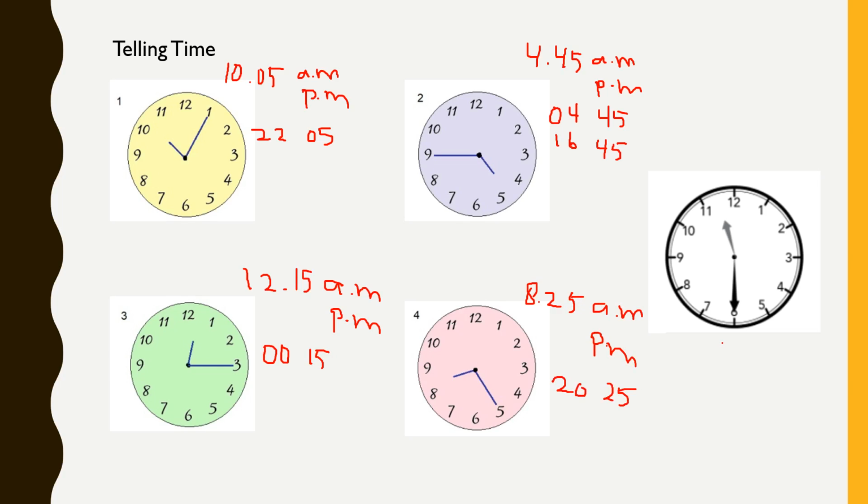And the last question, this is 11:30, or you may read it as half past 11. Then how to write it? You may write it as 11:30 a.m. or 11:30 p.m. or you may write it as 23:30.